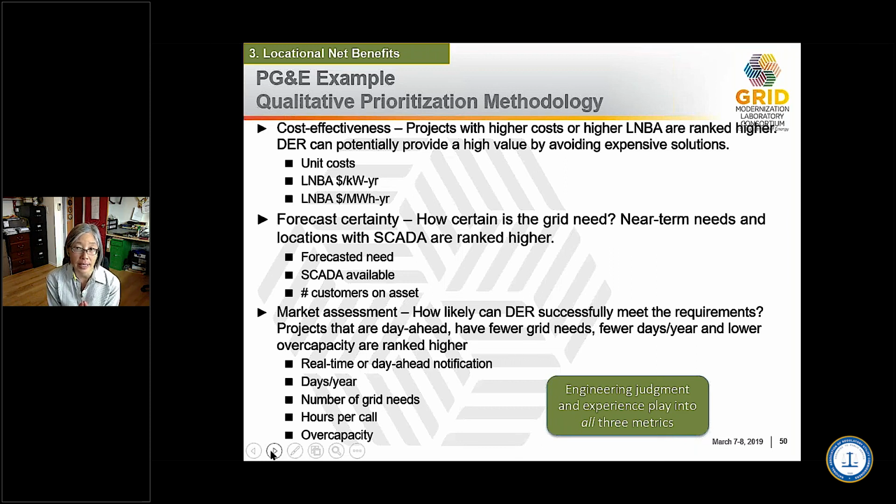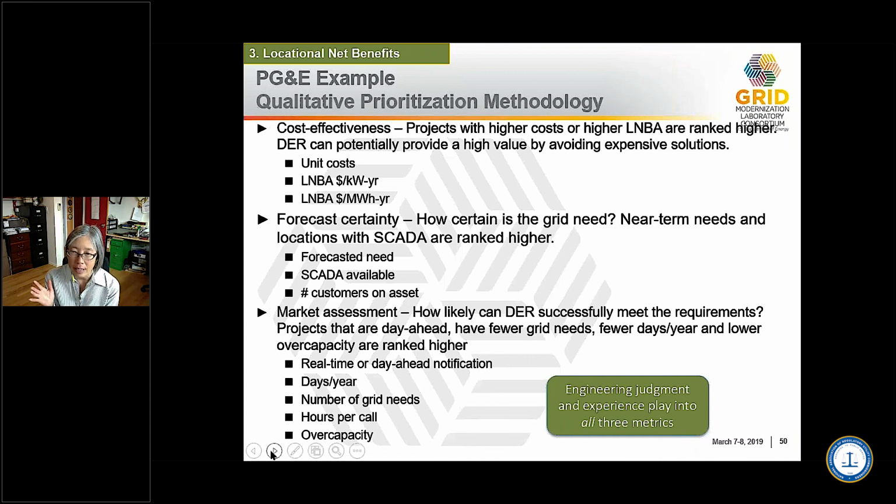That's more likely to be successful than something where I have a real-time need. So day-ahead projects get ranked higher, and real-time projects get ranked lower, especially something called real-time islanding, which is capacity that has to be maintained independent of PG&E service.